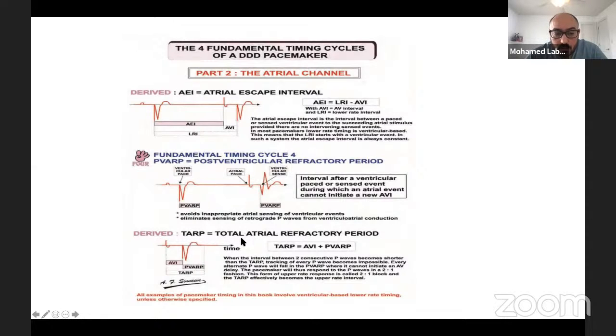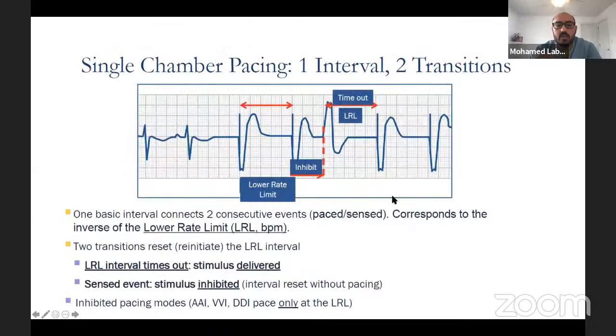The next one, under the same concept, is the TARP, which is the total atrial refractory period. It's basically a summation of the atrioventricular interval and the PVARP. Okay. All right, let me talk about more clinical stuff.